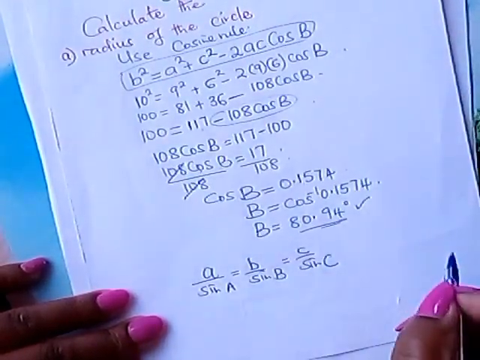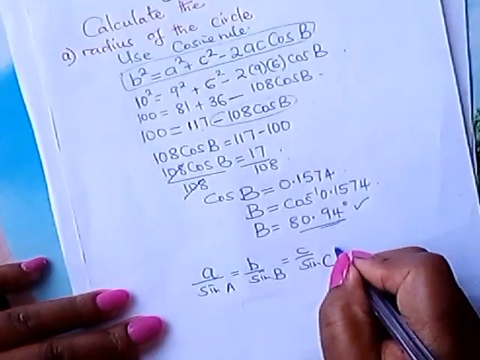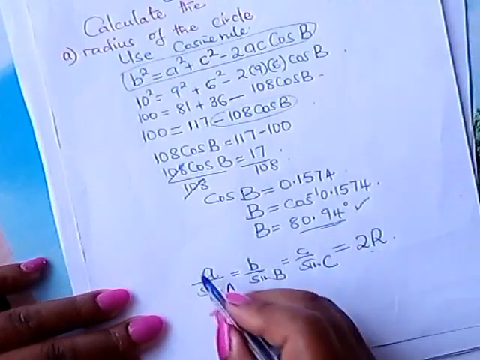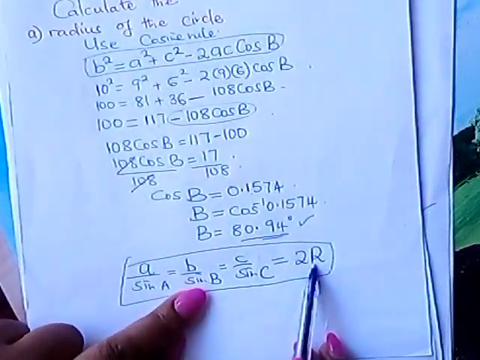This is the sine rule. Whenever you have such a triangle inscribed, then all this is equated to 2 times the radius. Remember this formula, it is there in books. And therefore this is what we are going to use, learner.